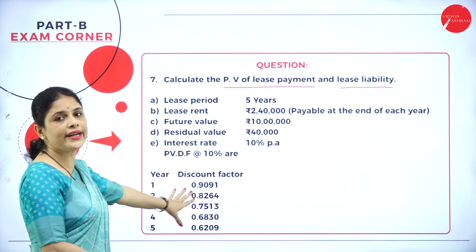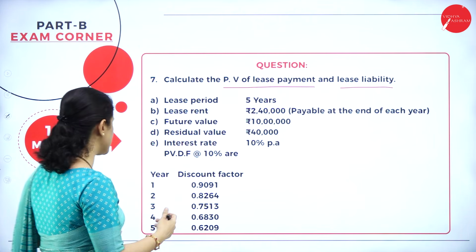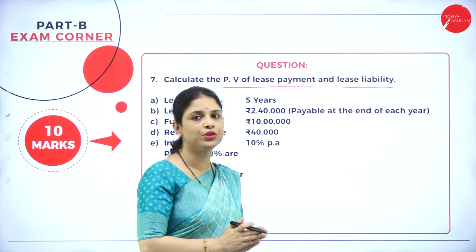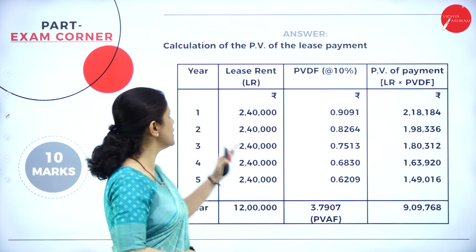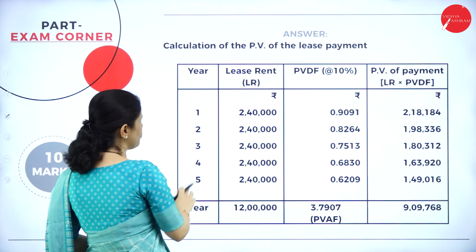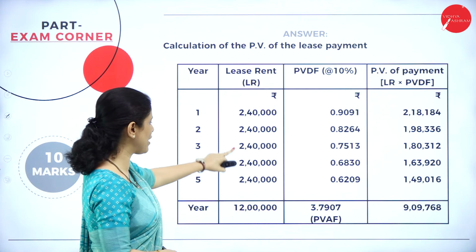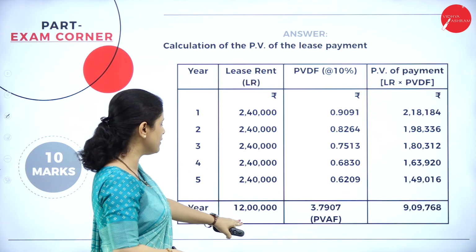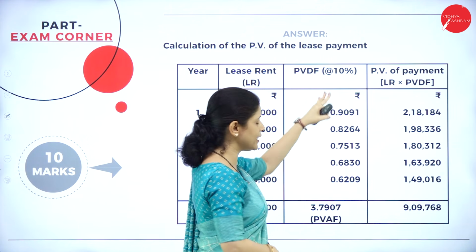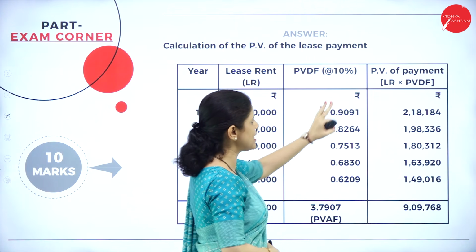Here they have already calculated the discount factor, so there is no need to calculate the PV. It is already given for 1 to 5 years, so we have to take that into consideration. Okay, now let us do the calculation of PV of lease payment. So year 1 to 5. The lease rent is already given in the problem, that is 2,40,000 each year. The total will be 12 lakh and the present value discount factor is 10%. It is already given in the problem, so no need to calculate. We will write it as it is.